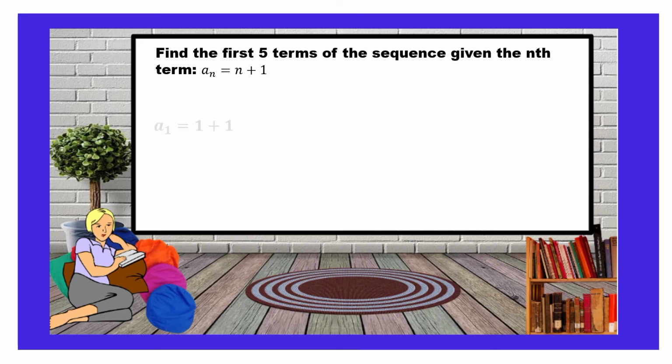Let's try to find the first 5 terms of the sequence given the nth term a sub n equals n plus 1. If n is equal to 1, then the first term is 1 plus 1 equals 2. So first term is 2. If n is equal to 2, we have 2 plus 1, and that is 3. So that's the second term. If n is equal to 3, then we have 3 plus 1. So that is 4. That's the third term.